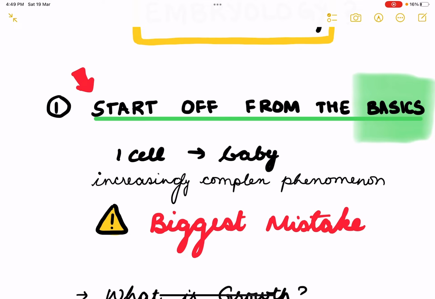But what I would tell you is, to get a better conceptual understanding of embryology, always try and start off from the basics. Because embryology is an increasingly complex phenomenon. We study from a single cell, we study how an embryo is formed, how a baby is formed, right? So for studying this complex phenomenon, you'll have to start from the basics. Only if you start off from how the cells multiply and then eventually form a blastocyst, only then you'll be able to understand systemic embryology. So always start off from the basics. This is the biggest mistake.